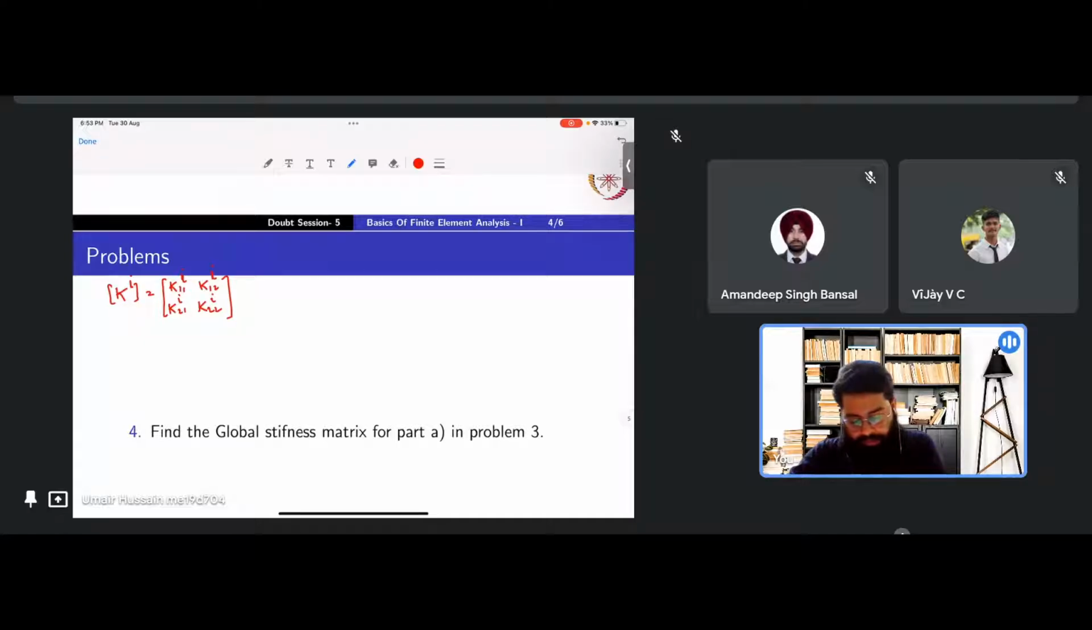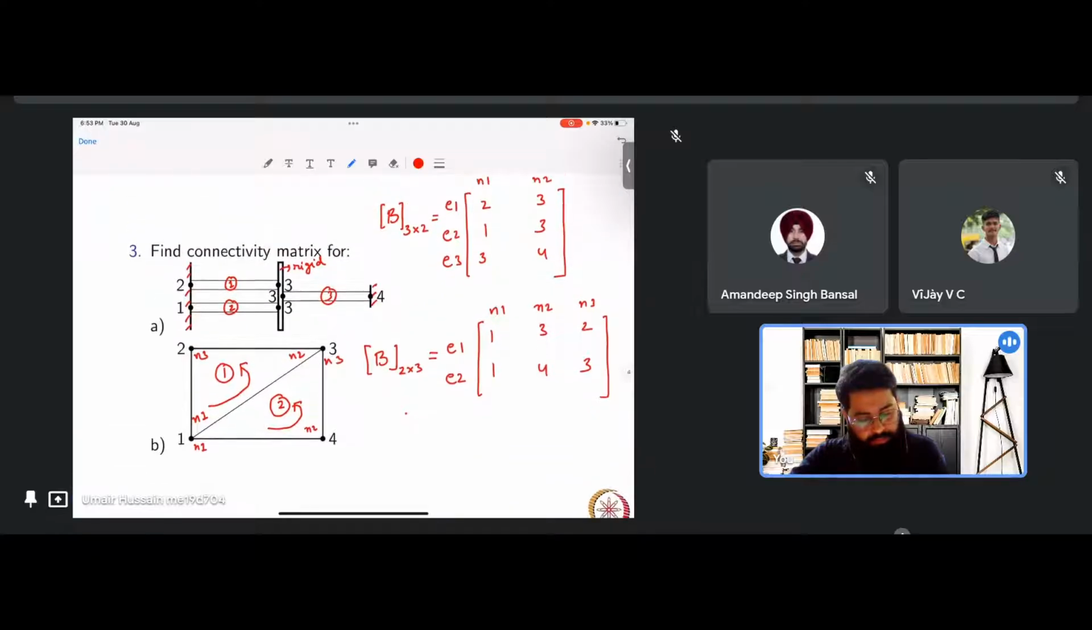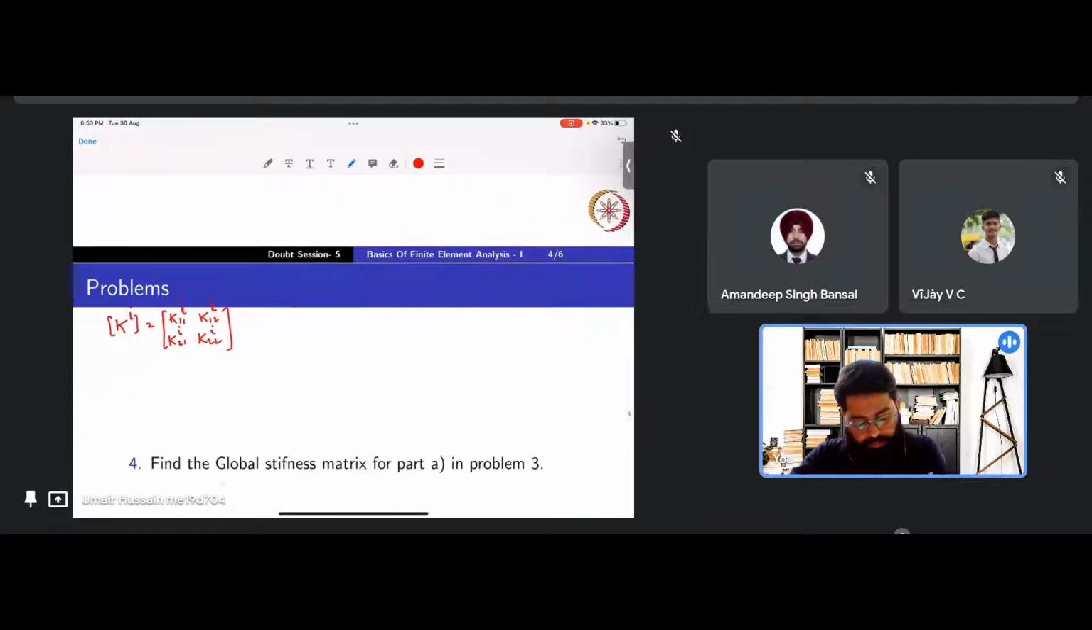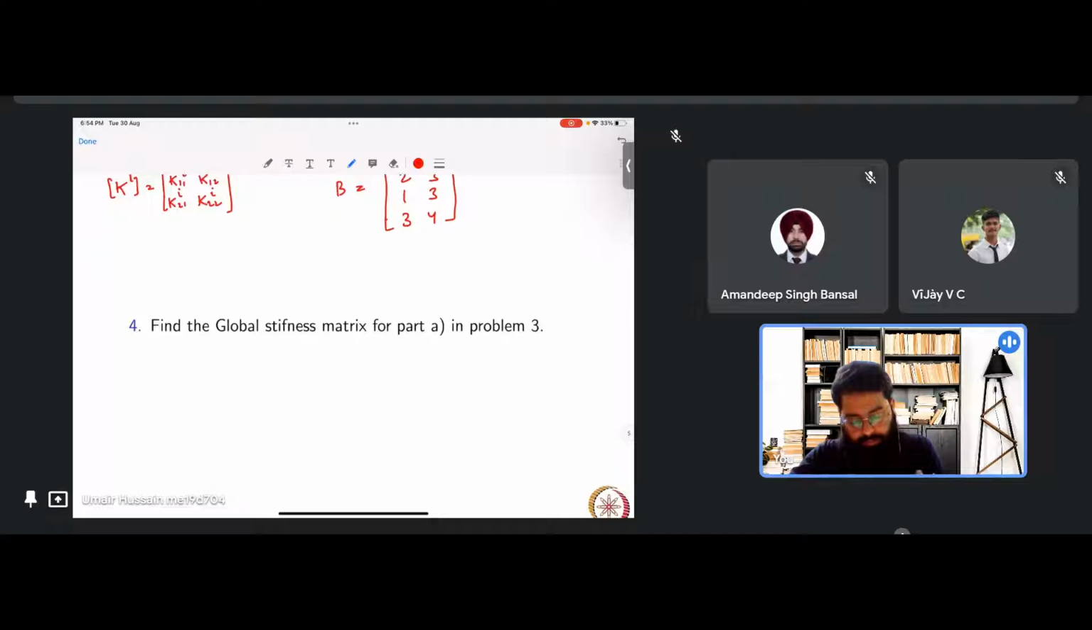So what we need is the global stiffness matrix. So how is the 2 3 4 3 3 4? So B in this case is 2 3 1 3 3 4. Now we'll see how we can get the global stiffness matrix. Okay, global.